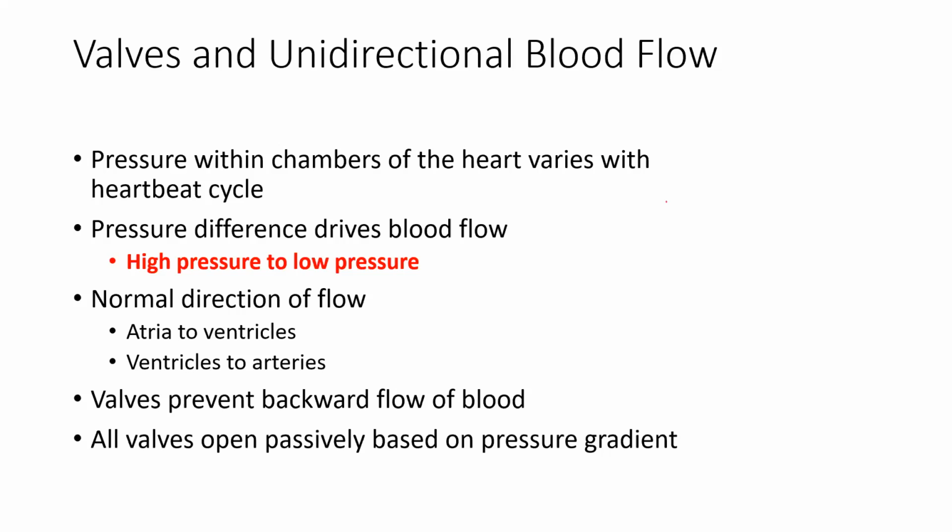There's always movement from high pressure to low pressure. So the normal flow of blood is from the atria down into the ventricles and from the ventricles out into the arteries. This happens on both sides of the heart. So from right ventricle into the pulmonary artery, from left ventricle into the aorta. And so having valves helps to prevent any backflow of blood back into the previous chamber. And it keeps blood moving in that unidirectional fashion.